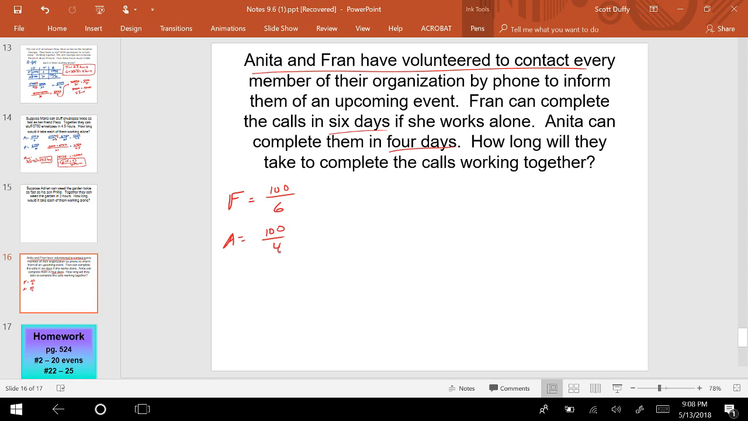How long will it take them to complete the calls working together? So if they're working together side by side on a phone, so we take Fran's plus Anita's equals the same 100 calls divided by, we don't know their time.